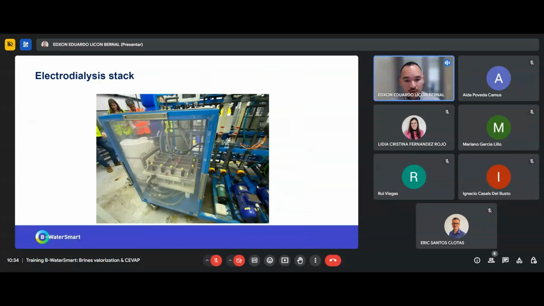So the electrolysis stack is relatively large. So this is how it looks like. And this is the facility that we have installed in Rincón de León. And well, it has a capacity of treating about 800 cubic meters per hour.